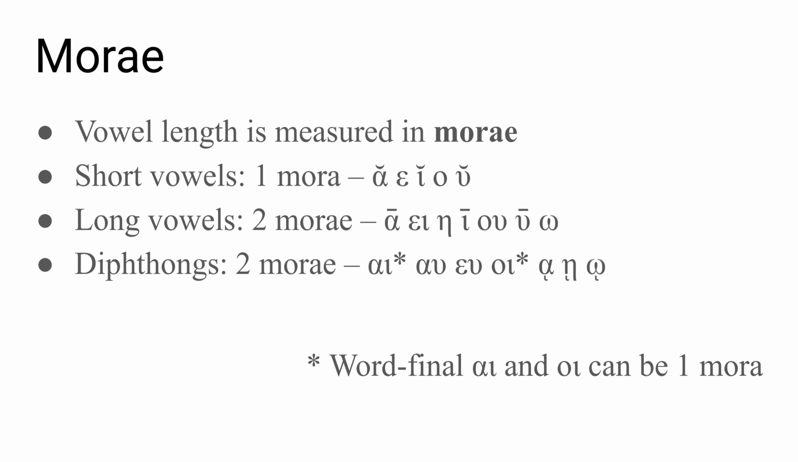The pitch accent has a close relationship to vowel length, which is measured in an idealized unit called a mora. Short vowels are 1 mora, pretty straightforward. Long vowels and diphthongs are 2 morae, including the so-called long diphthongs. There are some exceptions when it comes to word final ai and oi, and it depends on the morphology, which I will not go into details here.